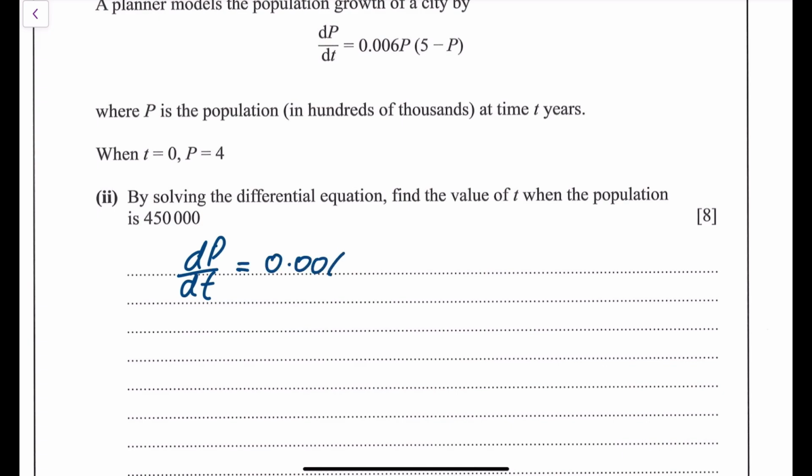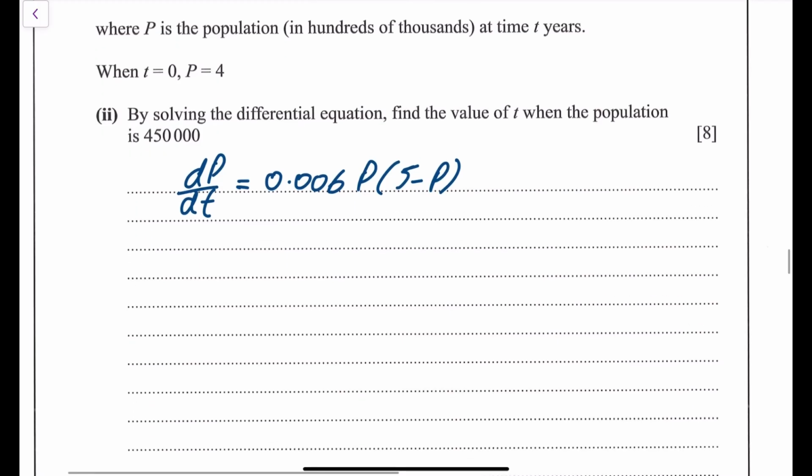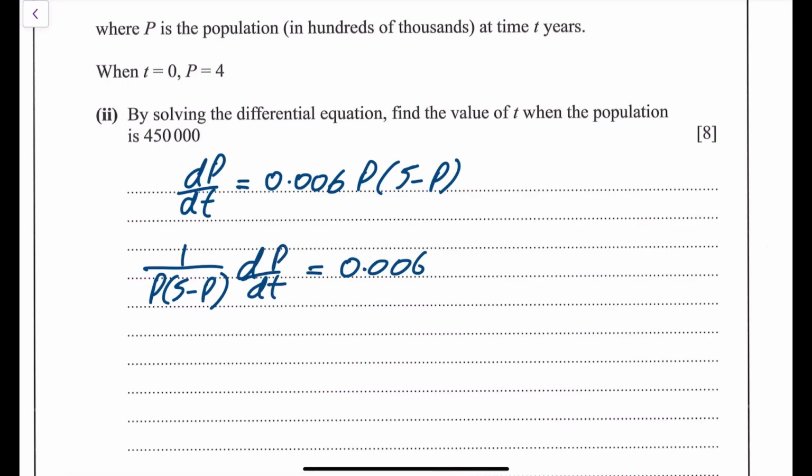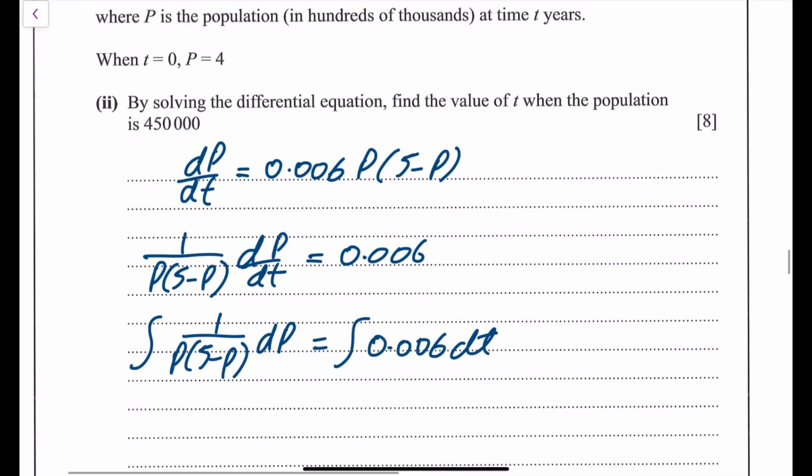It was 0.006P(5 minus P). And then we'll separate the variables. So that's 1 over P(5 minus P) times dP by dt is equal to 0.006. Separate the variables. So that means the integral of 1 over P(5 minus P) dP is equal to 0.006 integrated with respect to t.